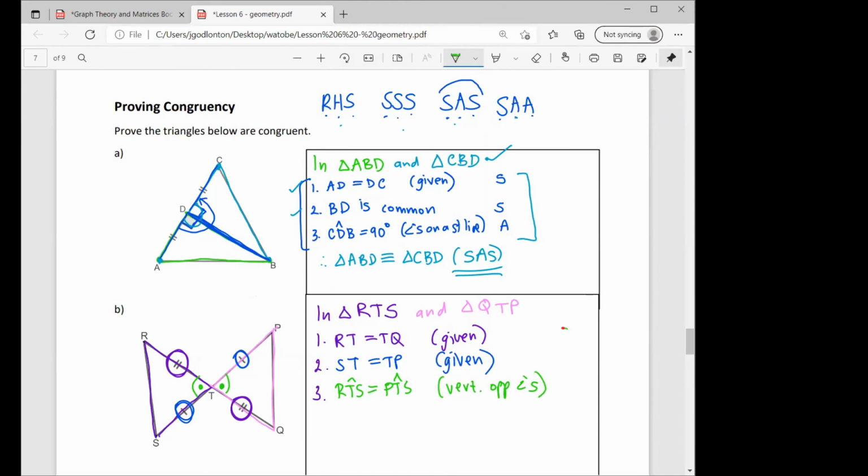So what we have here is we have a side, and an angle. We're just going to double check. Our angle is definitely wedged between our two sides. So then we can say triangle RTS is congruent to triangle QTP because of side angle side.